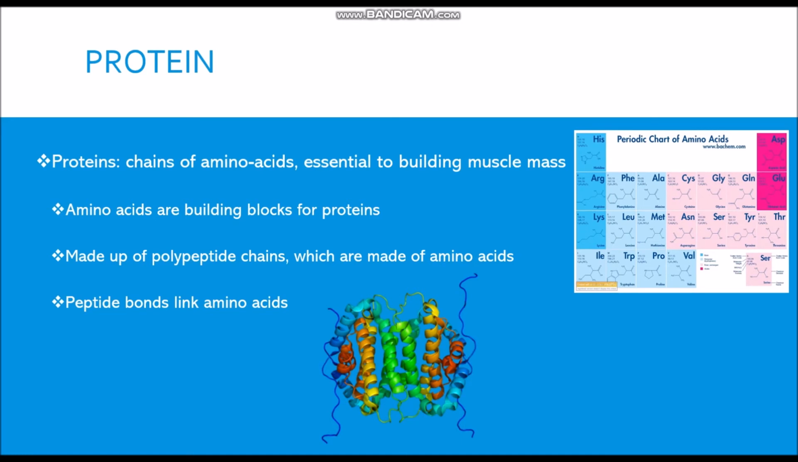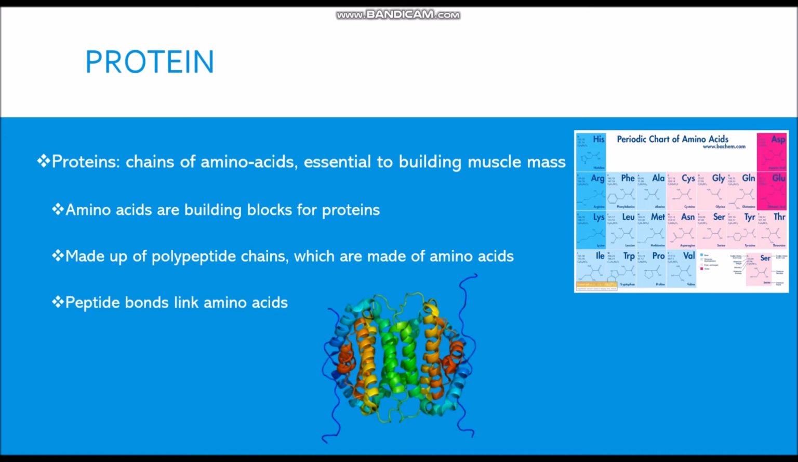So these are chains of amino acids, and they are essential to building muscle mass. So you've probably heard, if you want to build muscle, you should have a lot of protein, and that is exactly what it is. So amino acids are the building blocks for protein. So these are all the amino acids over here that we have on the right.